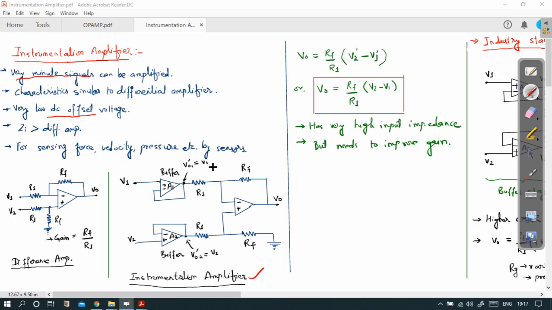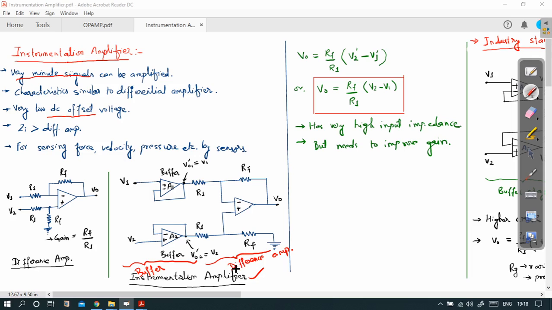This second portion is similar to the difference amplifier. So this is basically the difference amplifier portion, and the first portion is the buffer stage, or voltage follower. So just an addition of one stage, buffer stage, to the input of the difference amplifier converts it into an instrumentation amplifier.